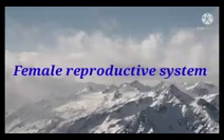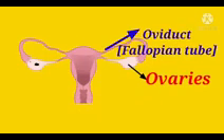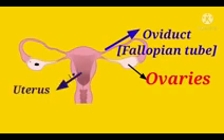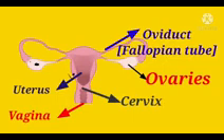Female reproductive system. In the female reproductive system, a pair of ovaries, a pair of oviducts, that is fallopian tubes, uterus, cervix, and vagina are present.